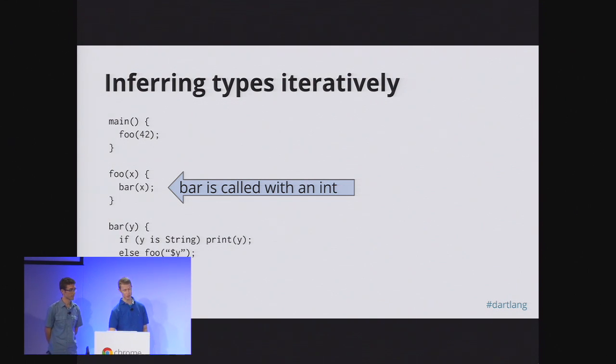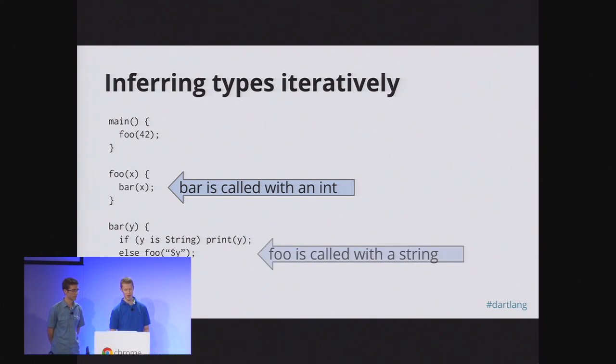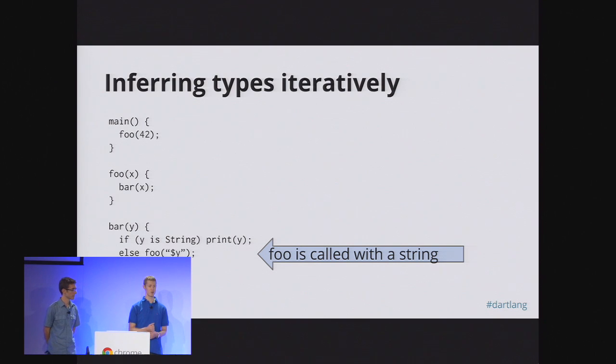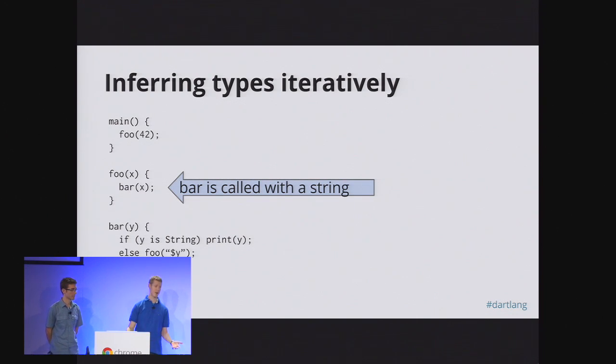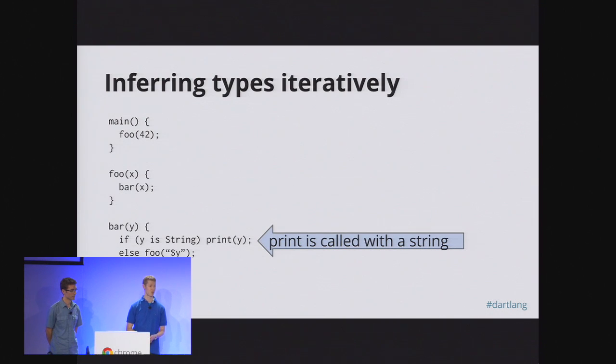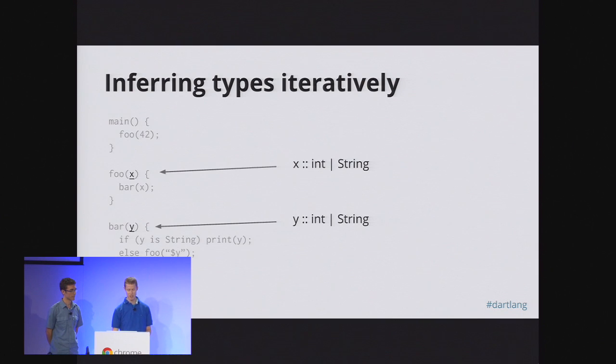So far so good. We can continue this game a little bit. We end up in bar, and we realize that if bar is called with an integer parameter, then it ends up calling foo with a string interpolated version of that parameter, which is a string. So foo is now called with a string too. We have to go back and iterate. Foo is now apparently also called with a string. That means bar is called with a string too. And finally, inside the bar method, we realize that print is called with a string. All in all, the compiler can conclude that x and y are both either integers or strings. This is a very, very simple example, but that actually works really well in practice for large apps too.